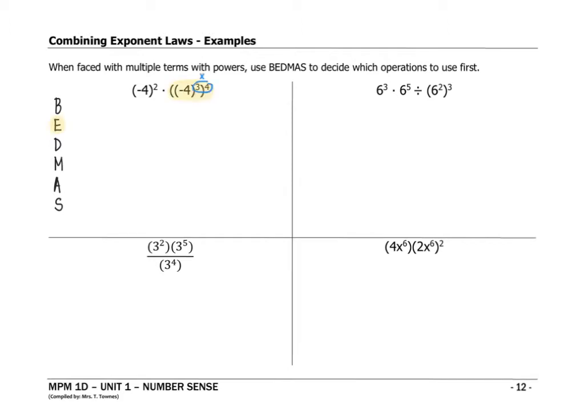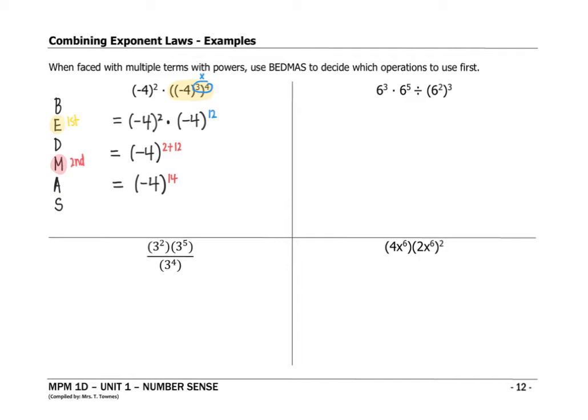So we'll leave the first term, the -4 in brackets squared, and we'll multiply that by -4 to the power of 12. At this point, we can see that we have two powers that have the same bases, -4, and they're being multiplied. So the exponent law for this tells us that we're going to add the exponents. So 2 plus 12 will give us 14. So we'll be left with -4 to the power of 14. And we'll leave this written as a single power this way.